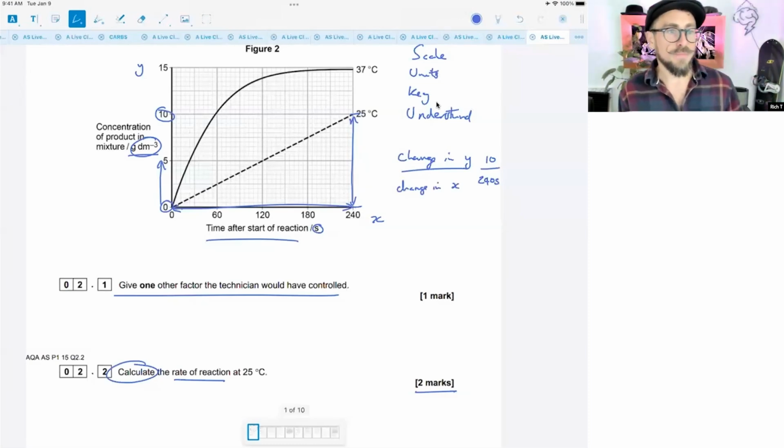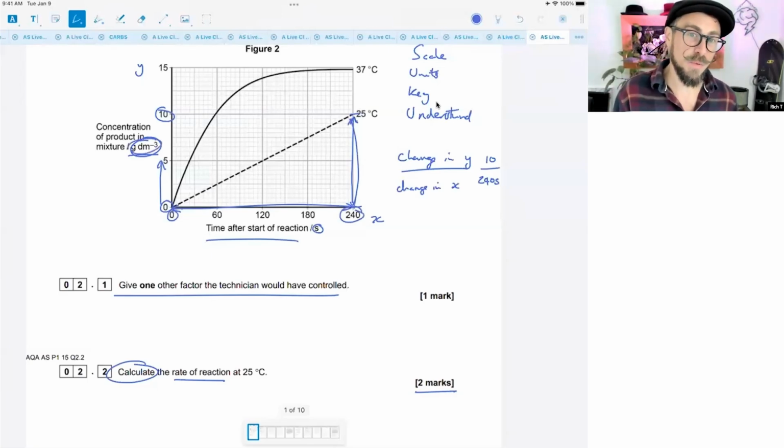Now that tells us that over this period from 0 to 240 seconds, we had an increase of 10 grams per decimeter cubed. So we can then basically work that out as per second. We're going to be working what that gives us in grams per decimeter cubed per second.